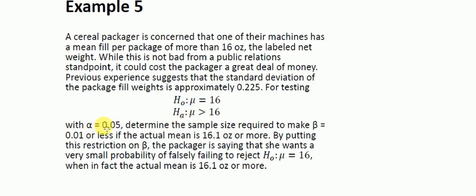With alpha equal to 0.05, so they have given us the value of type 1 error, which is alpha. Determine the sample size required to make beta equal to 0.01 or less if the actual mean is 16.1 ounce or more, by putting this restriction on beta. The packager is saying that she wants a very small probability of falsely failing to reject the null hypothesis, mu is equal to 16, when in fact the actual mean is 16.1 ounce or more.